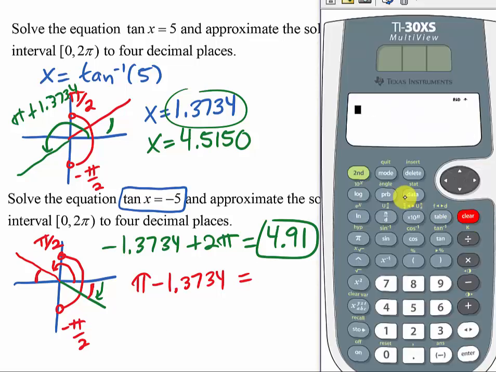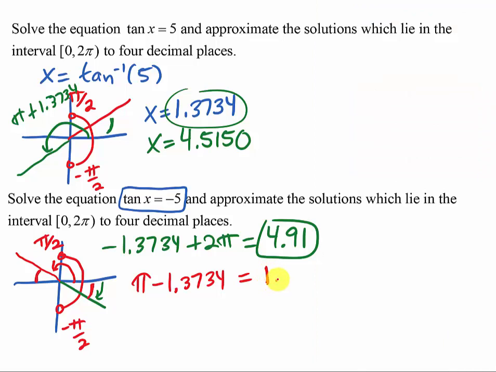So let's go ahead and do that. So I'm going to do pi minus 1.3734, and I get 1.7682. And again, remember, if you're entering the calculator, this is the smaller one, so you'd put this one in the first answer box and this one in the second.